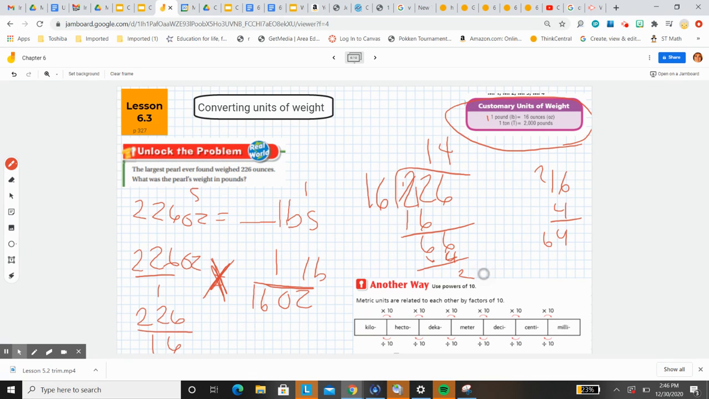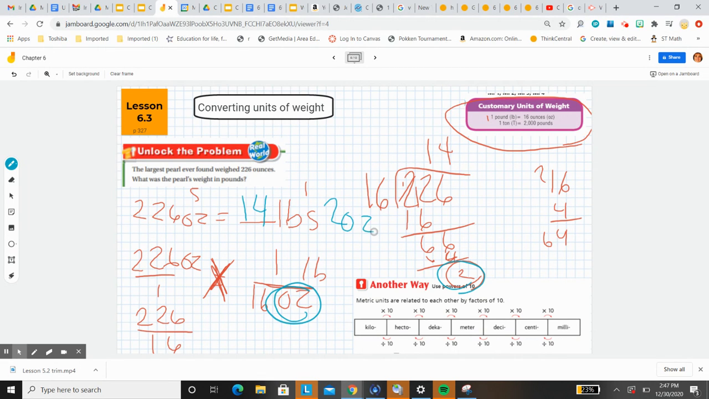Okay, when I have leftovers, this is a time when remainders are remainders. You don't want to put a decimal. You don't want to bring it up because you're converting. All right, so that means I have 14 pounds and 2, what did I start with?